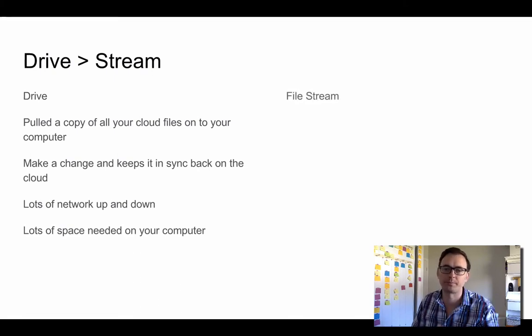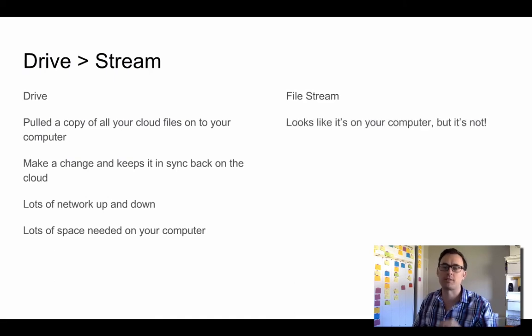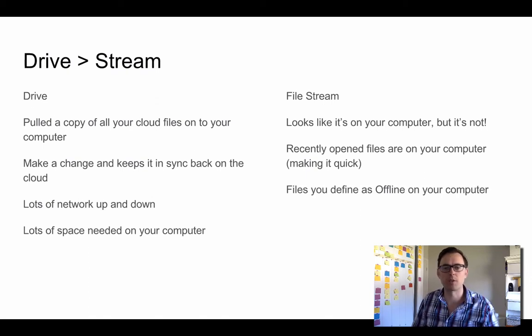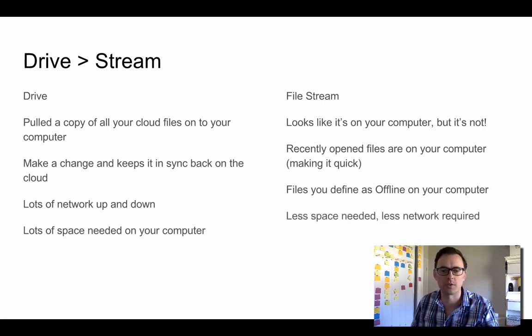on your machine. Now, FileStream changes that by saying, well, it looks like it's on your computer, but actually it's not. And then only when you need it will it get downloaded and you can actually then go make those changes. Now that makes it really quick. And of course, you can still say, well, actually, I need a permanent copy of these on my computer, and you can define those as offline.